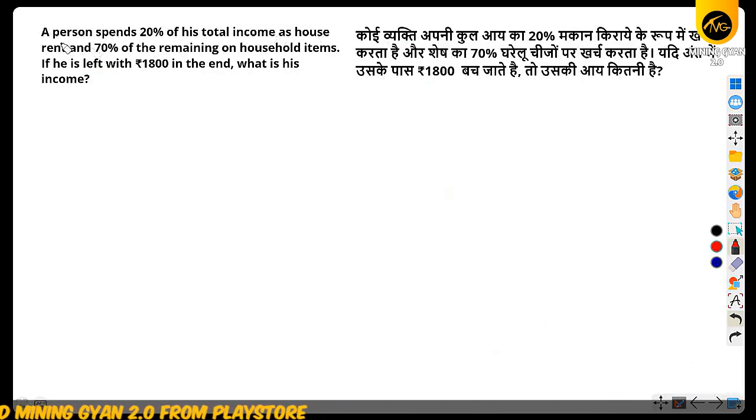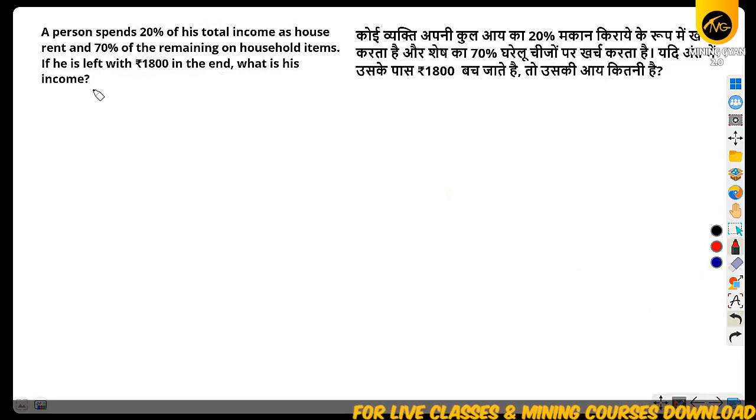Now, next is a person spent 20% of his total income as house rent and 70% of the remaining on household items. If he is left with 1,800 in the end, what is his income?